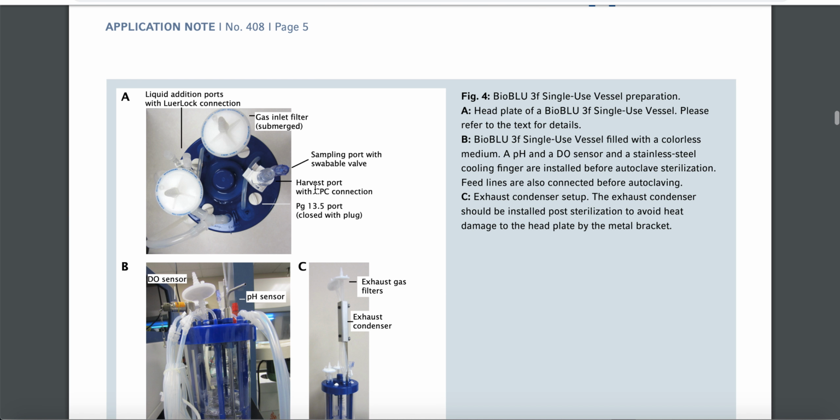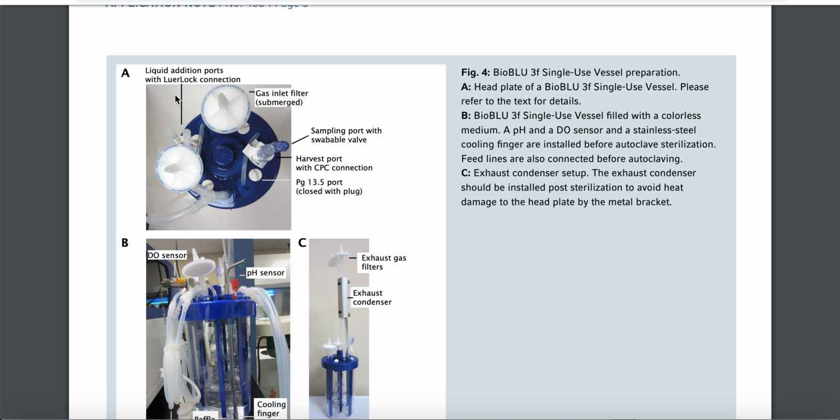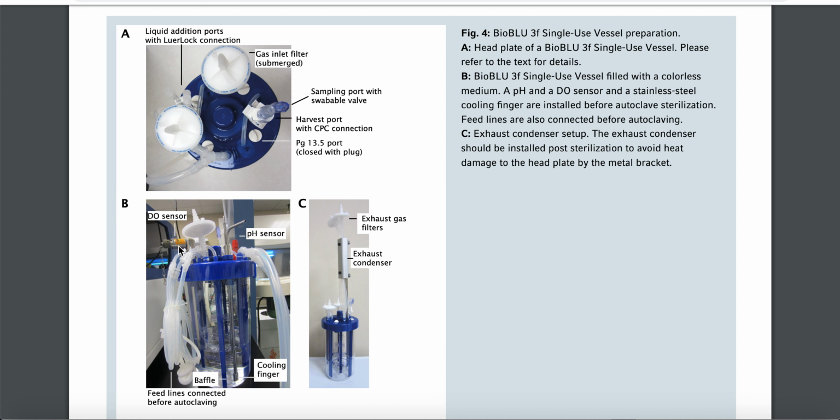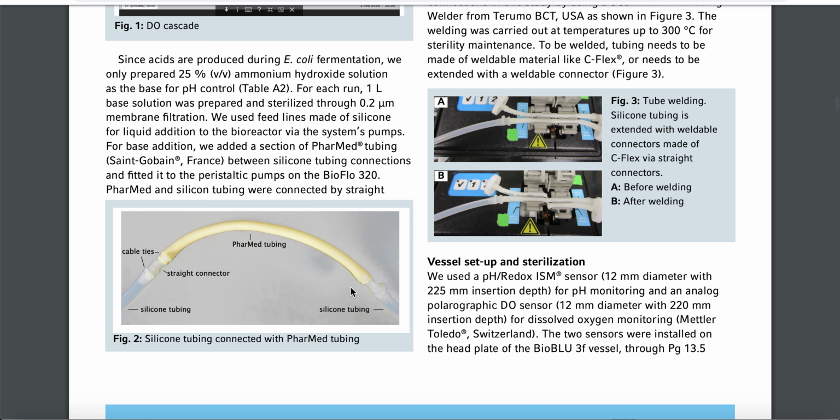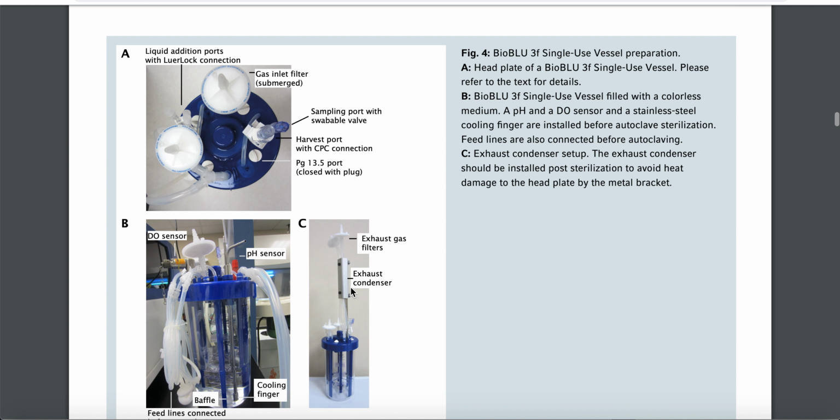So this is the gas inlet filter. This is the swabbable sampling port and swabbable valve harvest port. This is the liquid addition port with Luer lock connection. This is the DO sensor, pH sensor, baffle, cooling finger, exhaust gas filter, exhaust condenser. Oh my goodness, so this is done.